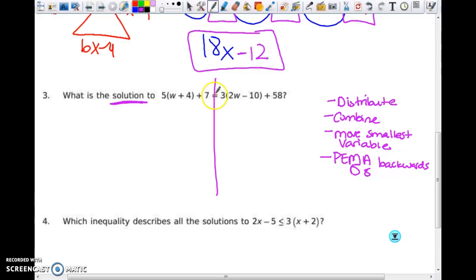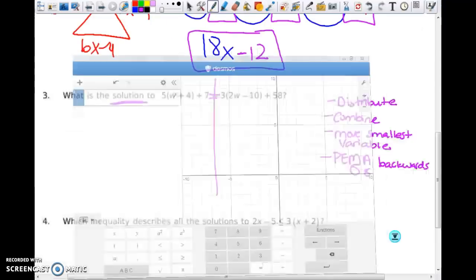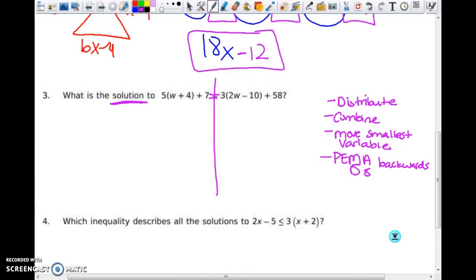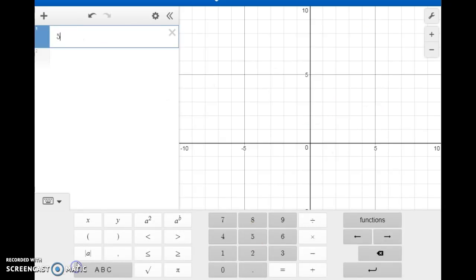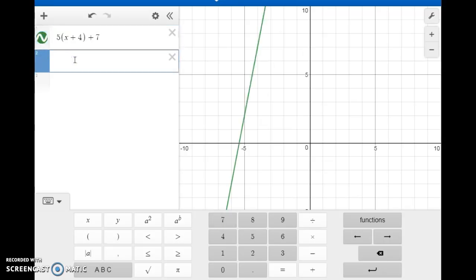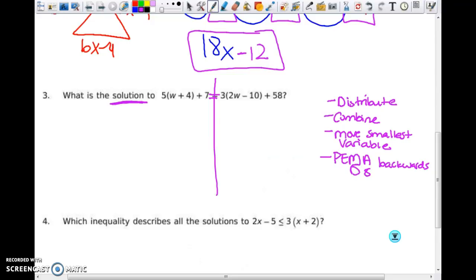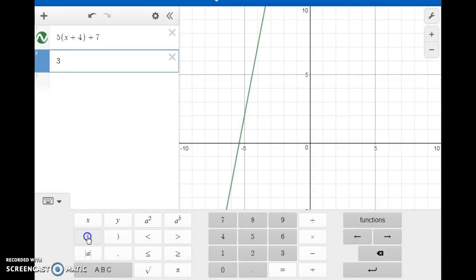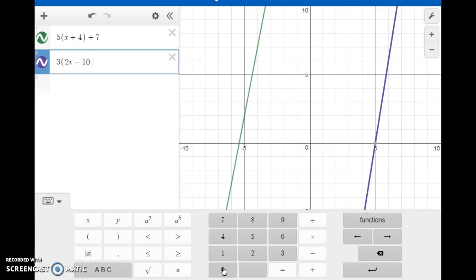Or remember the shortcut: we have one side equal to another side. So what can we do? We can go into Desmos and plug one side in: 5 parentheses w plus 4 plus 7. Instead of using a w, guys, what variable do we have to use? We have to put an x here. So it's 5 parentheses x plus 4 plus 7, that's one side. And then the other side is 3 parentheses 2x minus 10 plus 58, in another box.